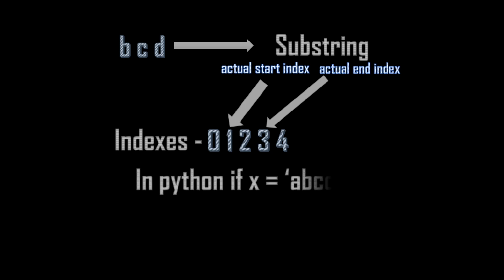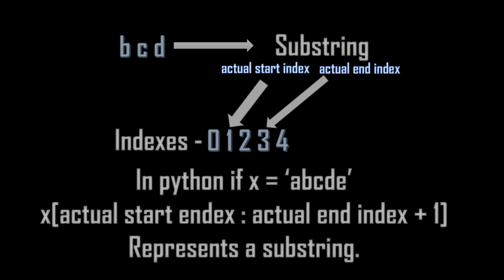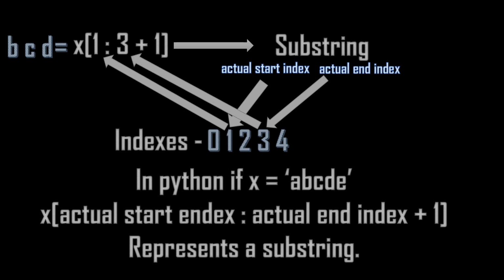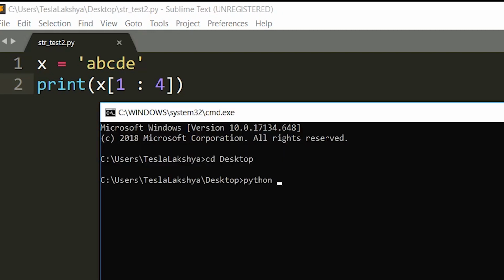In Python, if x equals A, B, C, D, E, x[actual start index : actual end index + 1] represents a substring. What this means is that BCD is equal to x[1 : 3+1]. This is confusing, but it's really important. What you need to remember is that when you make the ending index, just add 1 to it. So let me just quickly show you in code. There it is.